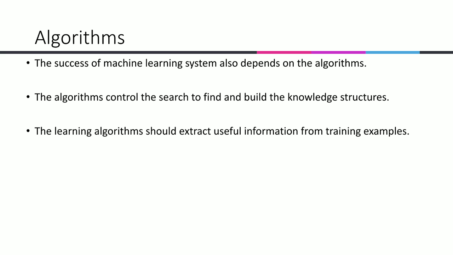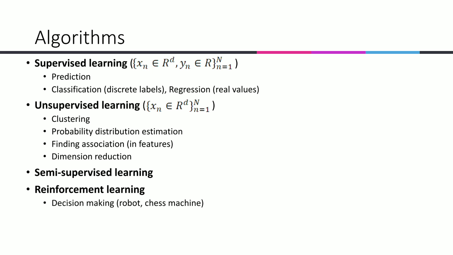So first of all, what is the algorithm? The success of a machine learning system depends on the algorithms. The algorithm controls the search to find and build the knowledge structure, and the learning algorithm should extract useful information from the training examples.